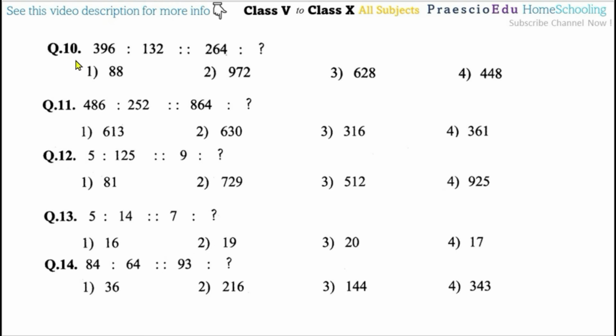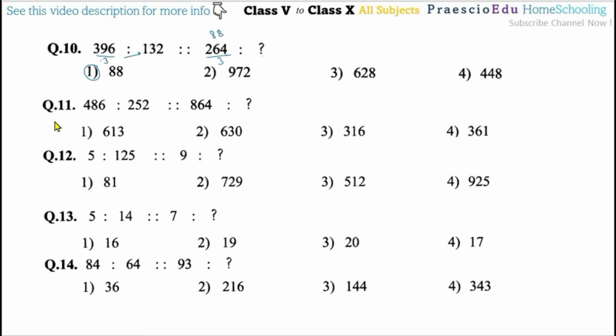Now question number 10, 396 then 132 then 264 question mark. Now if we divide this number by 3 we will get this number, means 3 ones are 3, 3 threes are 9, and 3 twos are 6. So same, we will divide this number by 3. So 3 eights are 24, 2 balance, and then again 24, means 3 eights are 24. So there is 88. 88 is given in option number 1.